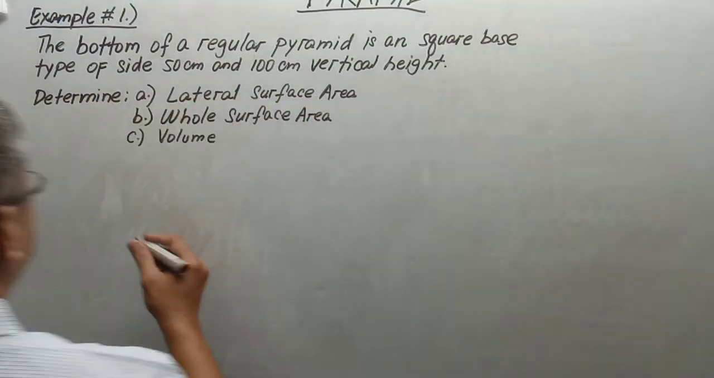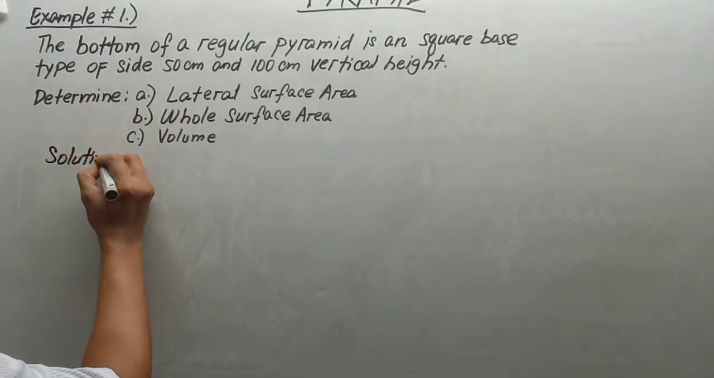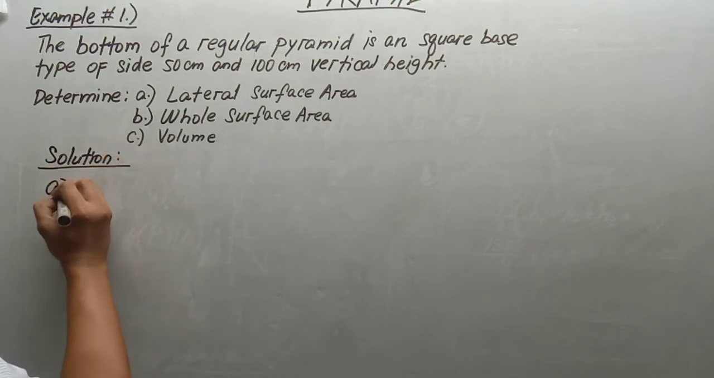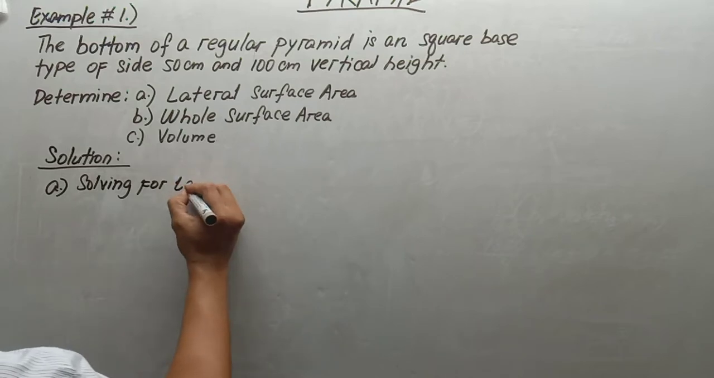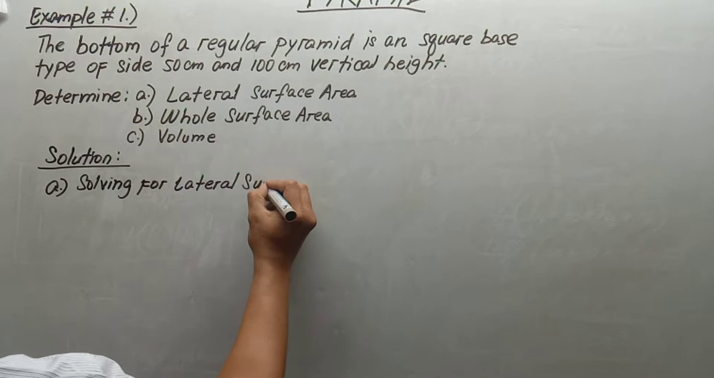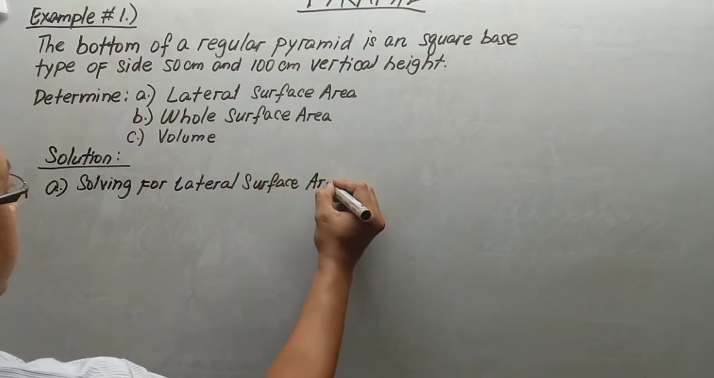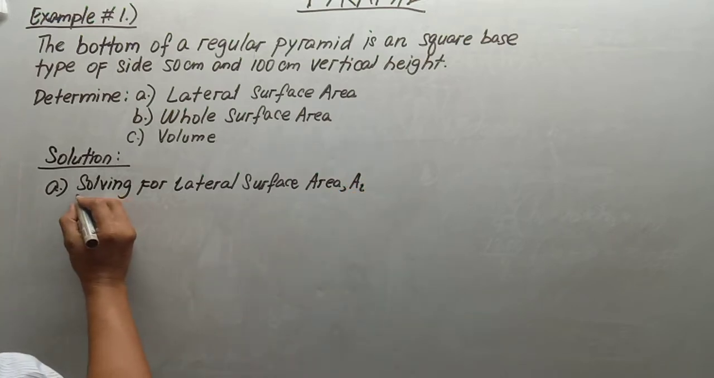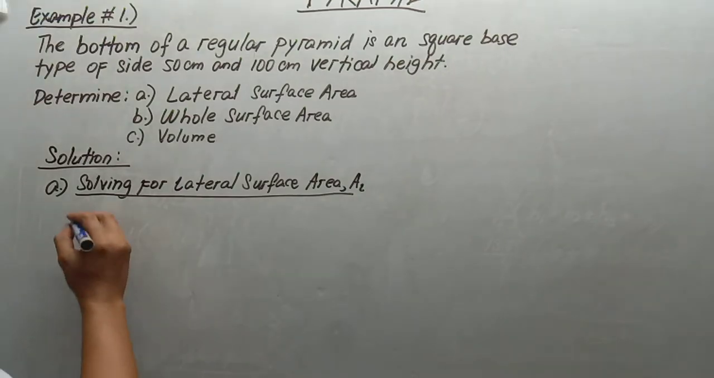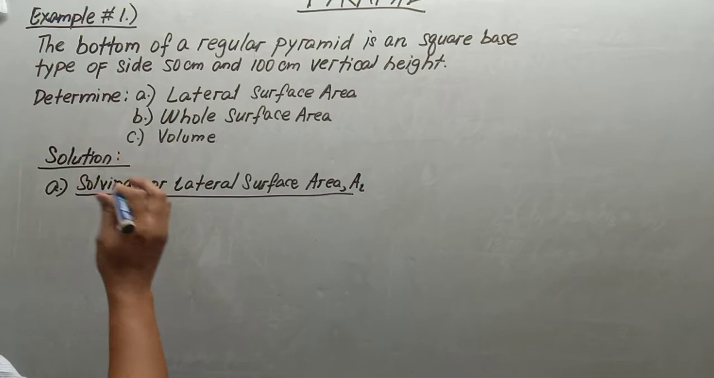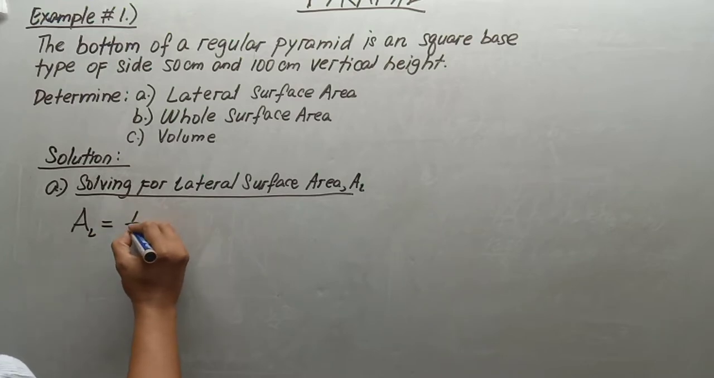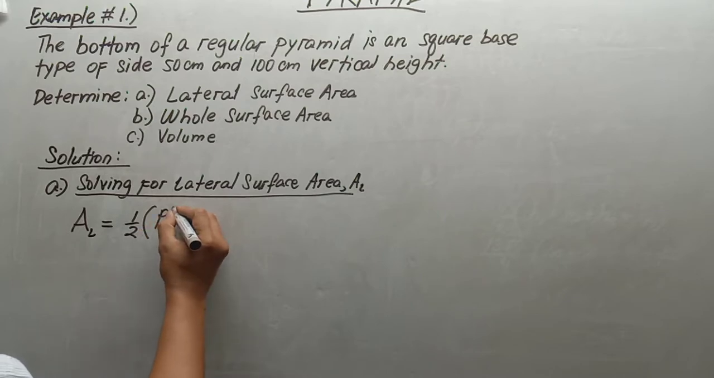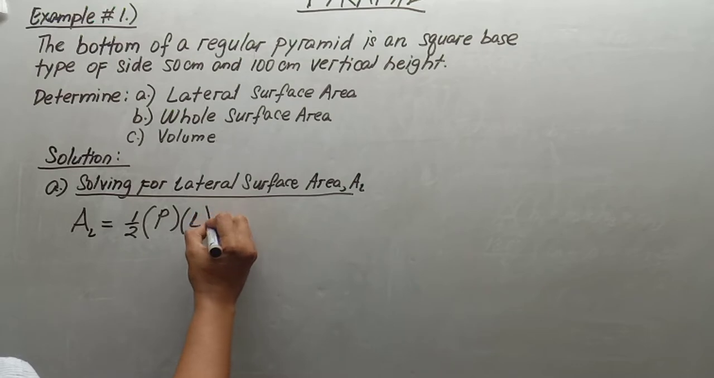So, solution, guys. Solving for the lateral surface area, A sub L. What is the formula for the lateral surface area of a regular pyramid? Lateral surface area is equal to 1/2 times the product of the perimeter of the base times the slant height.